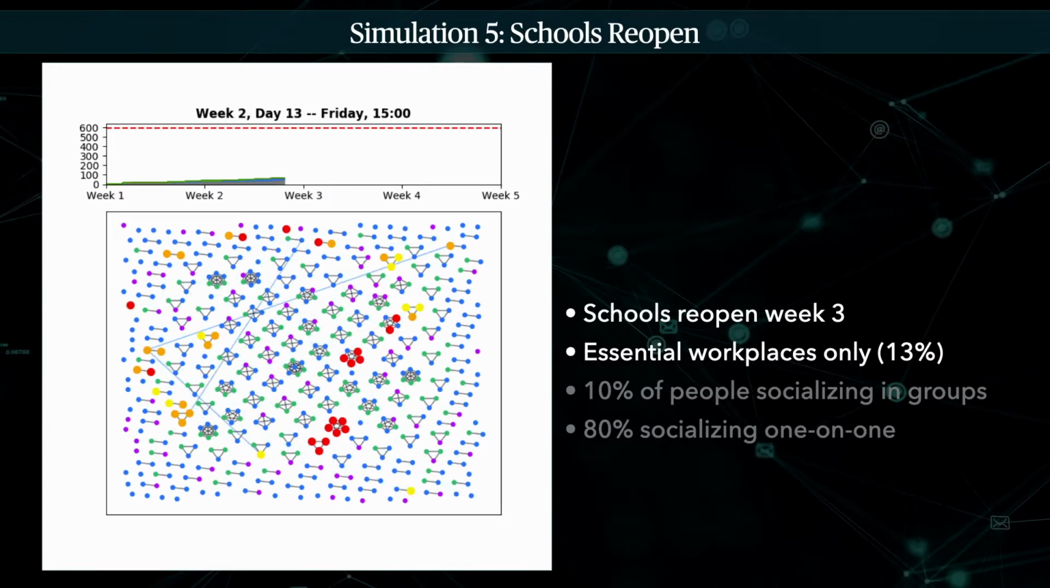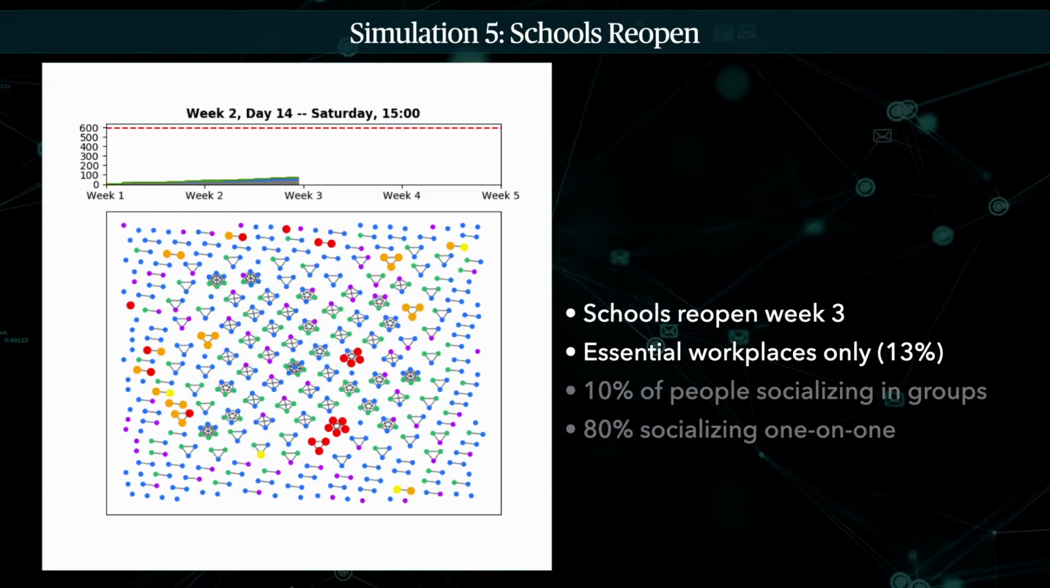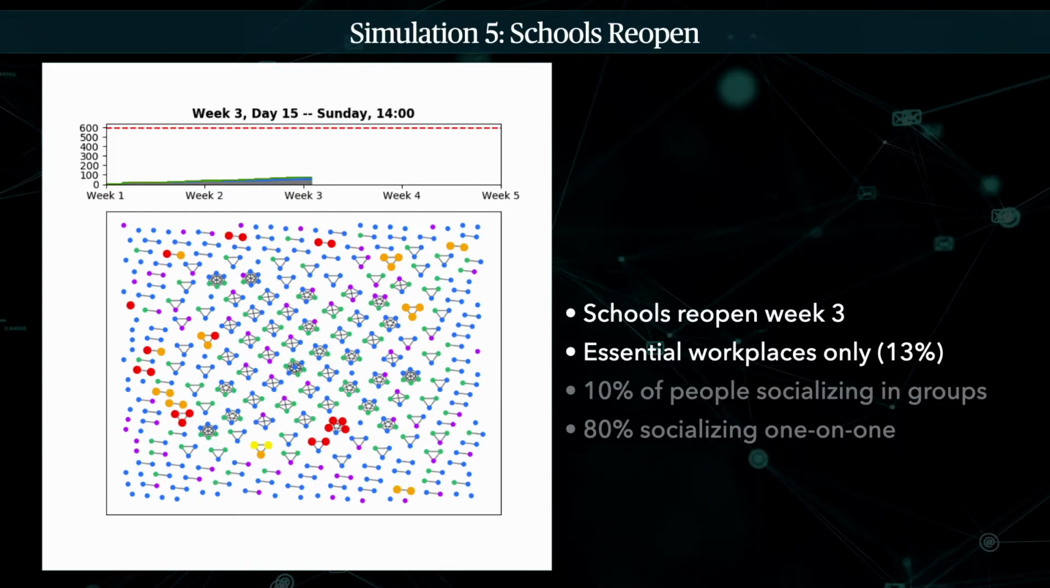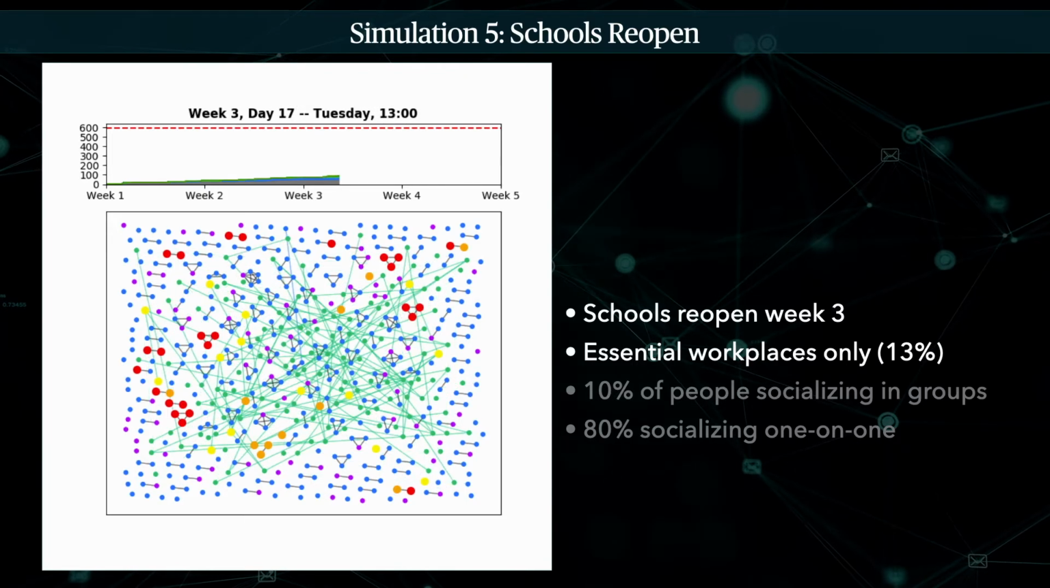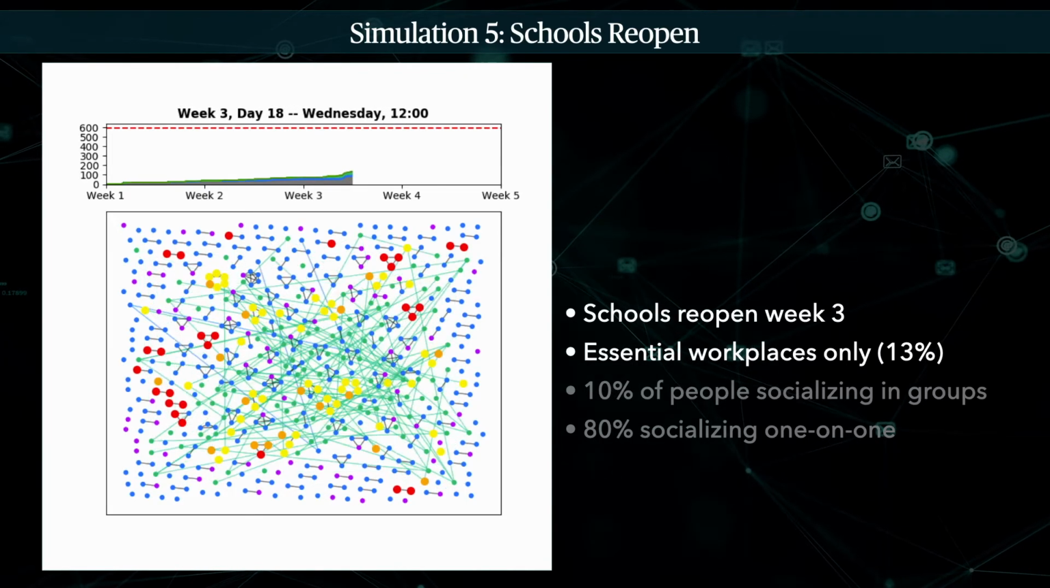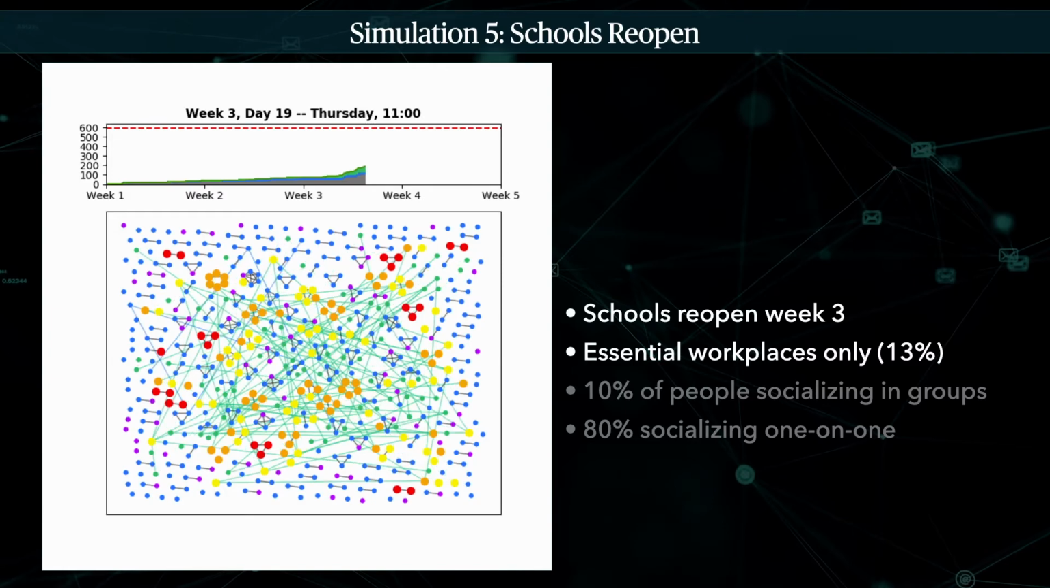As we can see, the infection comes very close to burning itself out, until suddenly, new social connections allow the infection to quickly spread to not just the children, but also the families of the children as well.